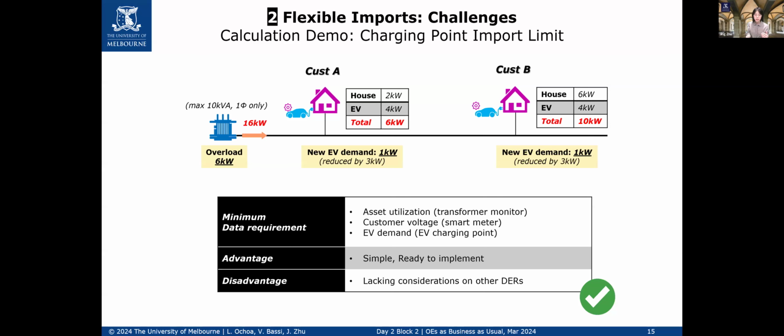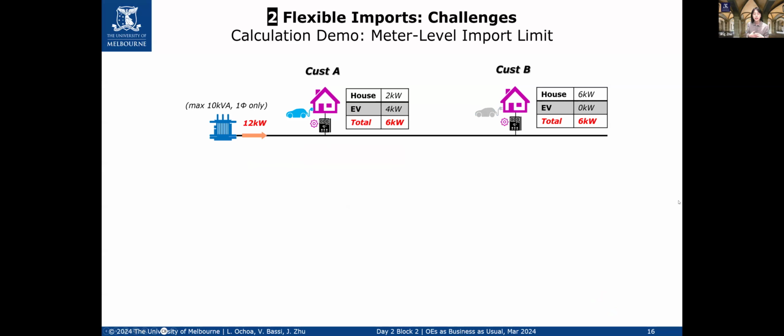The advantage of this limit is quite obvious. It is simple. And since it has already been trialed through our different projects, it is ready to implement. However, the disadvantage is also obvious: as it only considers electric vehicles, it might lack consideration of other DERs. No orchestration can be ensured. Next slide, please. And now let's have a look at what is happening with this meter level input limit.